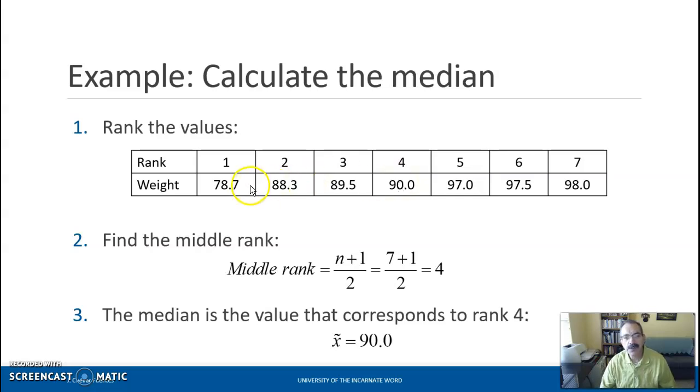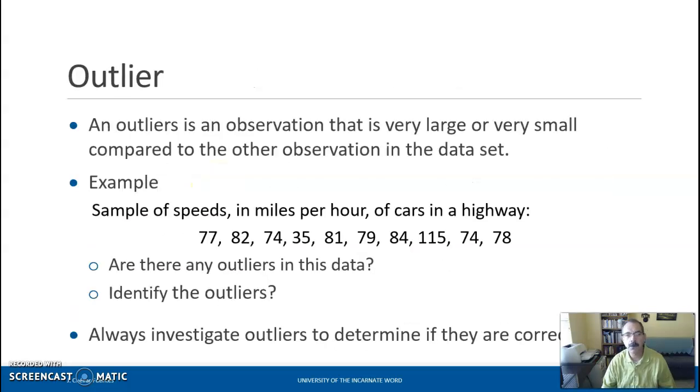Now you notice that in here, we're not paying attention to how big or how small these numbers are. All we're doing is ordering them and using their position in the ranked sequence of values to determine what the middle value is. So here the median is 90, so we have 50% of the observations above it and 50% of the observations below it. So again, that's how the median works.